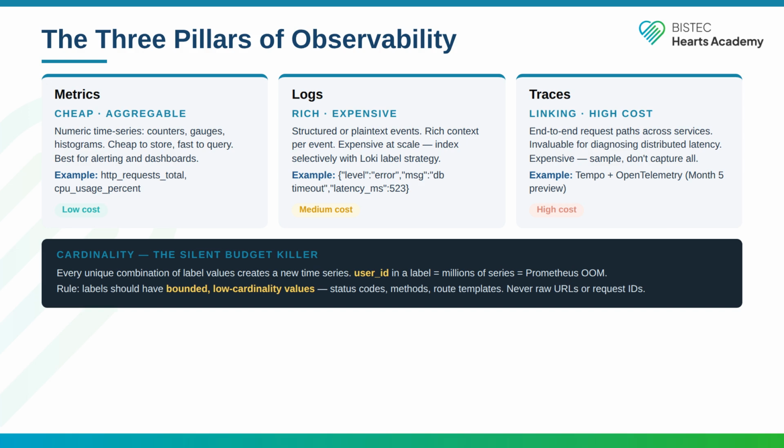In Prometheus, every unique combination of label values creates a separate time series. If you put a user ID in a metric label, you get 1 time series per user. A system with 100,000 users produces 100,000 series for a single metric. Prometheus will run out of memory. Good labels have bounded cardinality: status codes, HTTP methods, route templates. Never use raw URLs, request IDs, or user identifiers as metric labels.